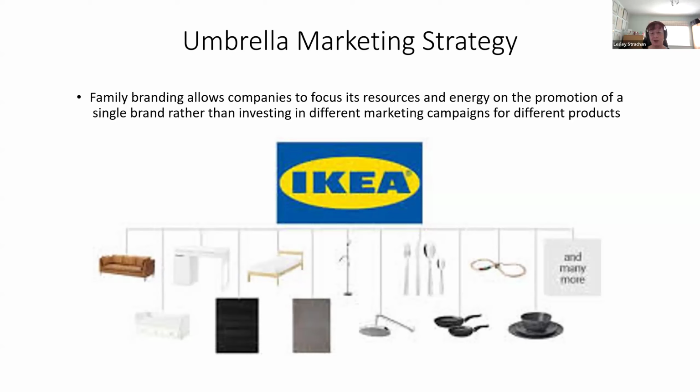Family branding also allows companies to focus their resources and energy on the promotion of a single brand rather than investing in different marketing campaigns for different products. But that will depend on the individual organization. Some of the disadvantages of umbrella branding: any organization, whether big or small, is unable to provide similar quality to all of its products. This creates chances of quality fluctuation. An organization which focuses on one product may sometimes neglect other products.